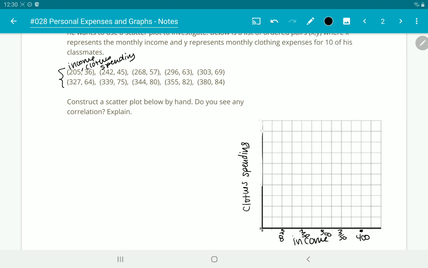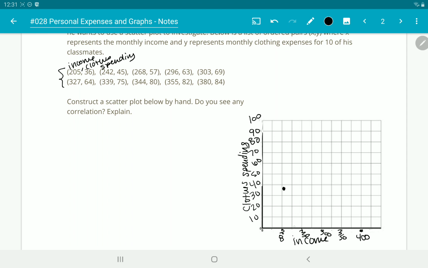Now on the side we need up to about, it looks like the highest number is about 80 something, so we'll go up to about 90 or 100. So we'll do 10, 20, 30, 40, 50, 60, 70, 80, 90, 100. We'll just go by tens on those. Okay, so first one, 205, 36. So a little over 200 and up to 36. Make our first point.